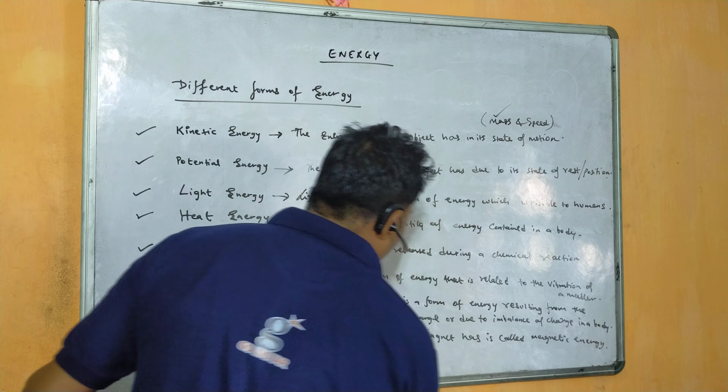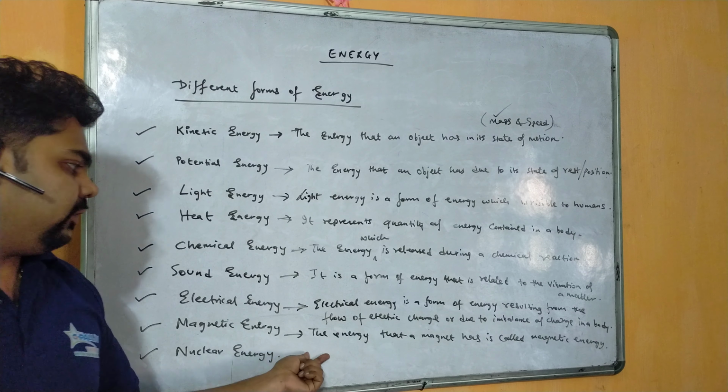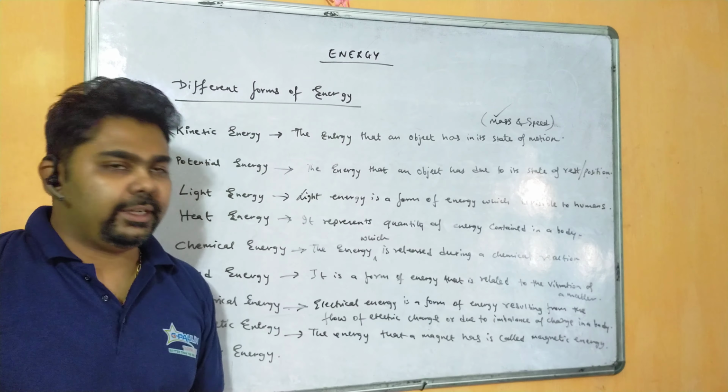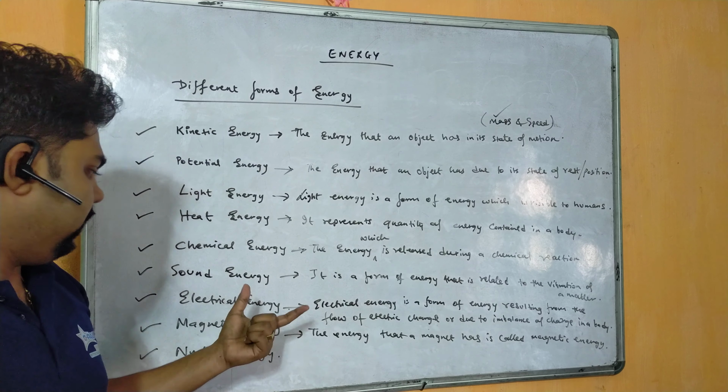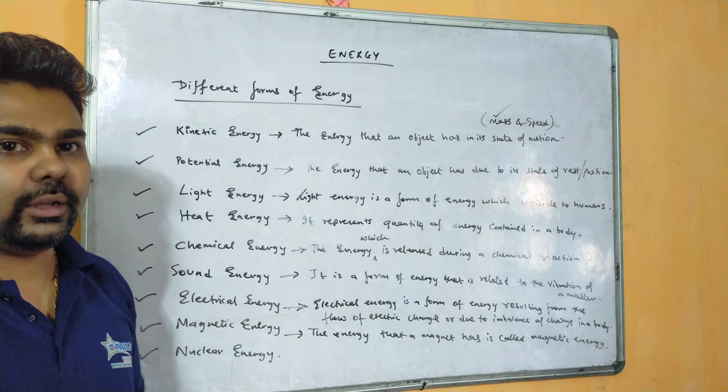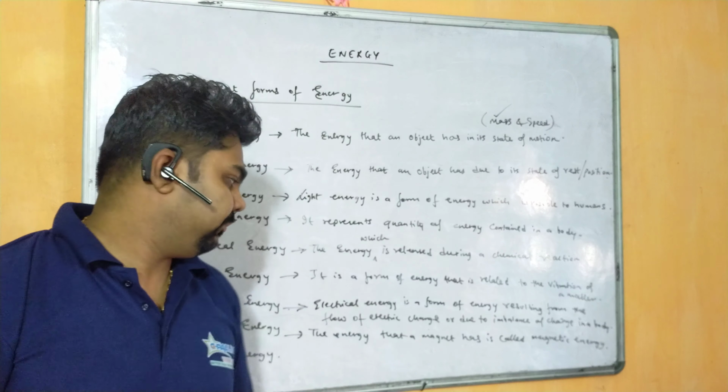You can write here possess also. The energy that a magnet has is called magnetic energy. This is a simple sentence which I have written here. So the magnet, either it can repel or it can attract.